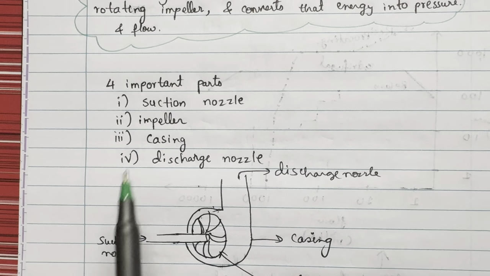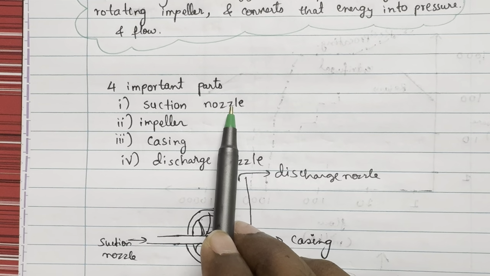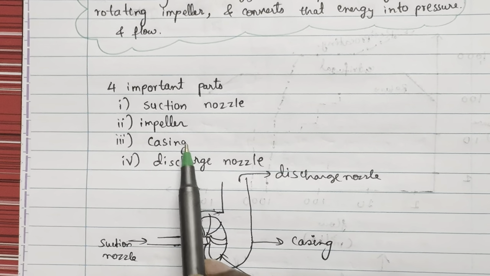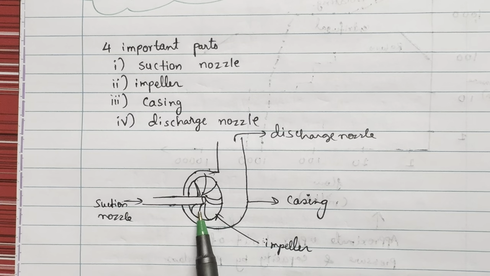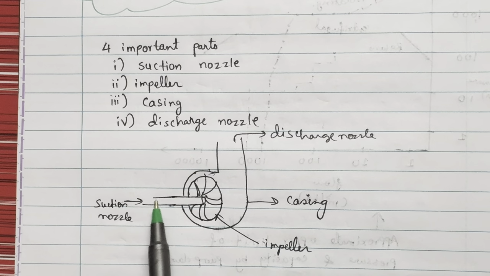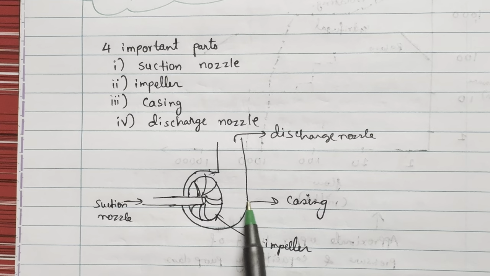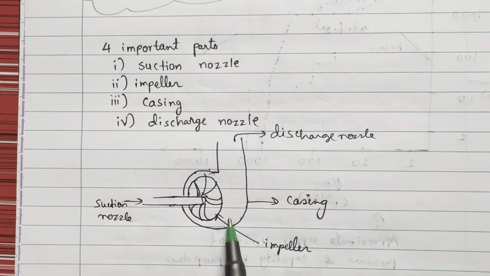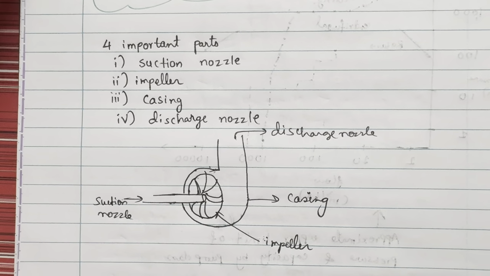To understand that visually, you need to first learn about these four main important parts of the pump. First one is suction nozzle, second is impeller, third is casing, fourth is discharge nozzle. If you have to show it through the diagram, let's say this is a pump. This is a pump diagram. So this is the suction nozzle. The liquid enters to this impeller. Then through impeller it enters through to the casing. This is the casing, and it discharges through discharge nozzle. Okay, this is how pump looks like.